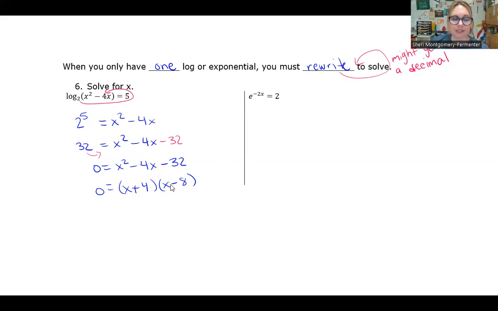Now that I'm factored, what does x actually equal? We talked about this, that they're the opposites. So what does x equal? -4 and +8.